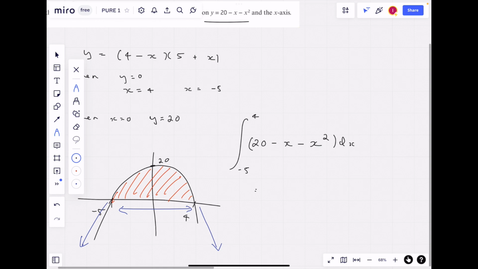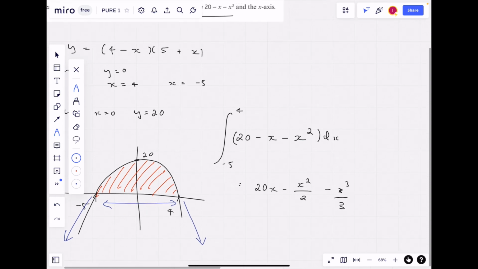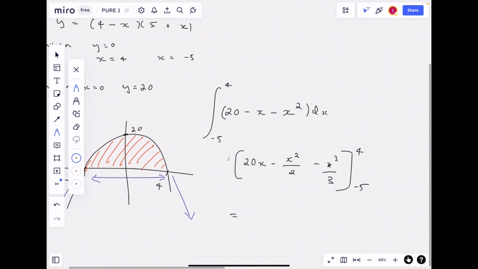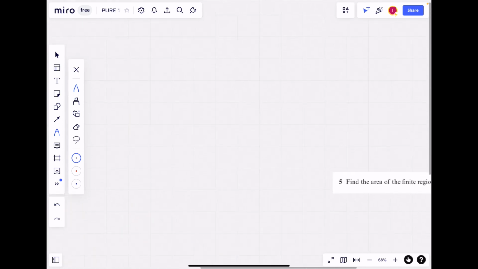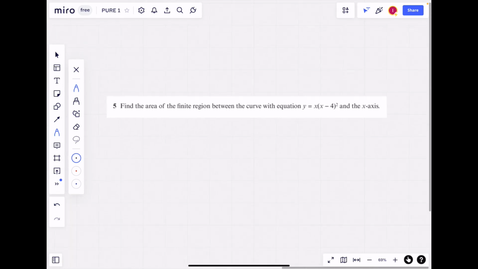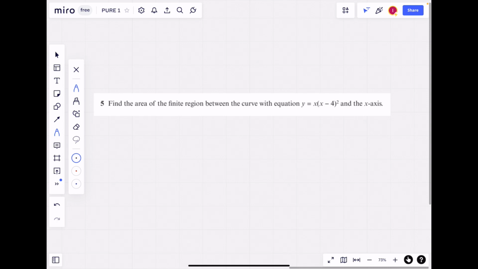So after integrating, you should have got 20x minus x squared over 2 minus x cubed over 3. And you've got the limits 4 and minus 5. When you substitute and you do your whole simplifying, you should get 243 over 2. Okay, that's how area under the graph works. Have a look at question 5 for me, please. I want you to give that a shot.